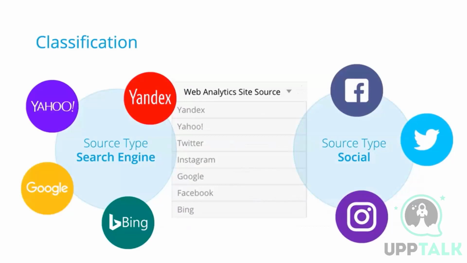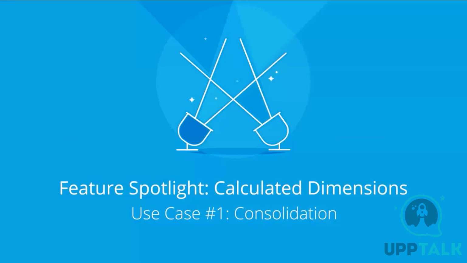Classification. Now, if you have your web analytics site source, which comes with something called Yandex, Yahoo, Twitter, Instagram, Google, etc., and you want to classify your data into, say, search, social, display, etc. Over here, it's search and social only. So, search and social. Calculated dimension helps us with doing this kind of work.